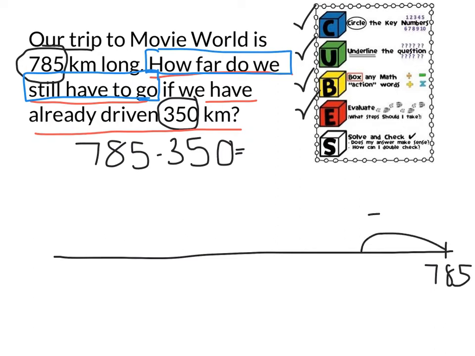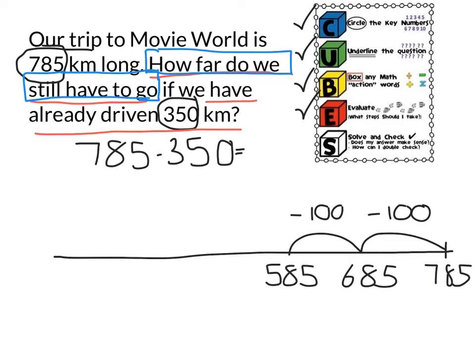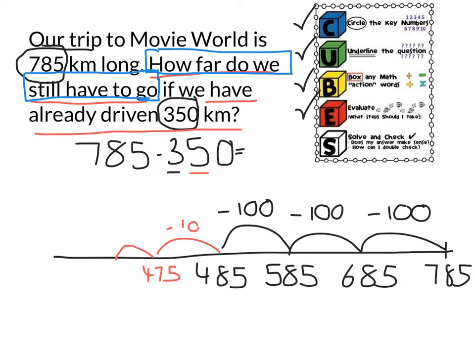So 785, I'm going to take away my 300s. So take away 100, that's going to be 685. I'm going to take away another 100. It's going to be 585. One more, take away 100. And I'm going to have 485. All right, so now I need to take away my 10s. So I've got 5 10s. I'm going to take away 10, and that's going to be 475. And I'm going to take away 10 again, and it's going to be 465. Take away another 10, 455.